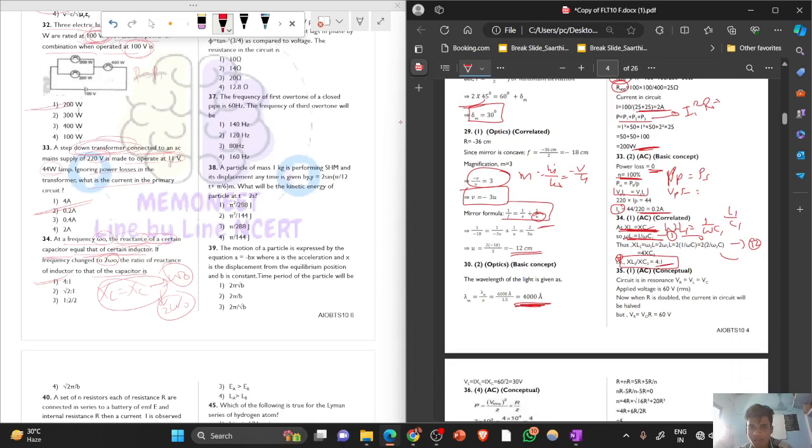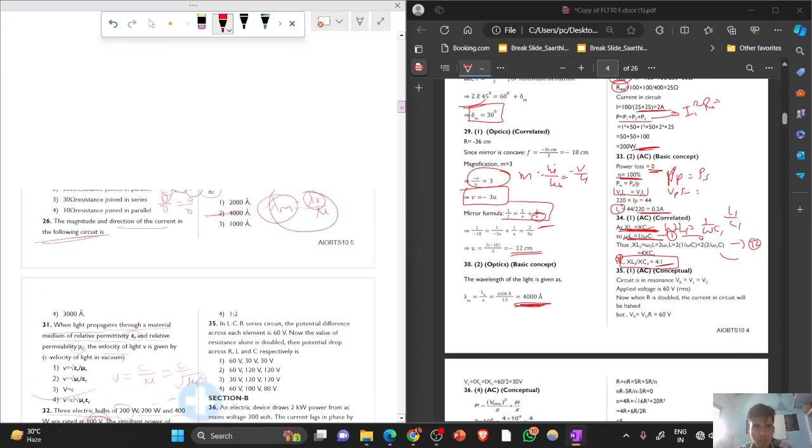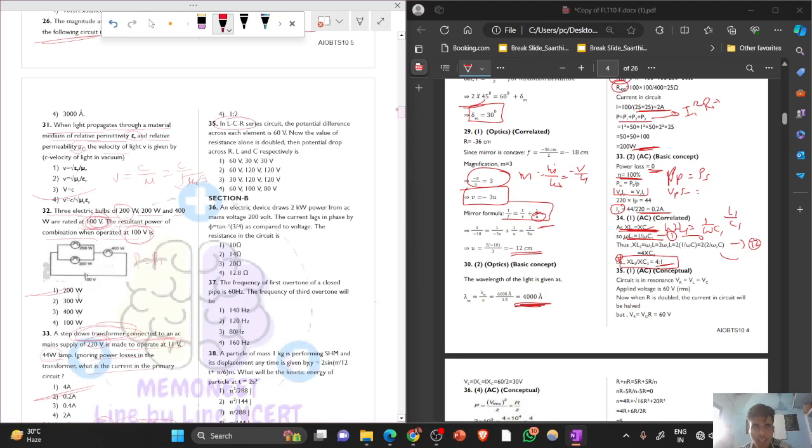Now moving ahead, the LCR circuit question asks about the potential difference across each element. The delta V across each is 60 volt. Now the value of resistance is doubled. Moving to the solution, the circuit is in resonance. The circuit will be in resonance only if all the potentials are equal. As there is 60 volt across each, it will be in resonance. Now, if R is doubled, the current through the circuit will decrease.